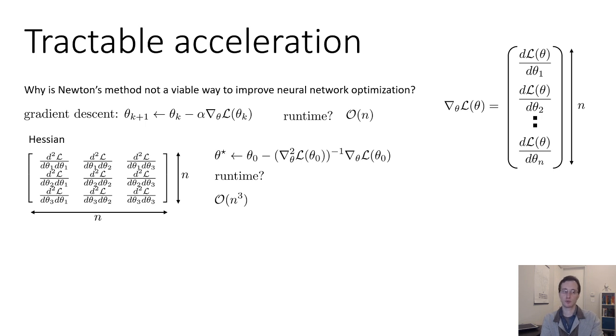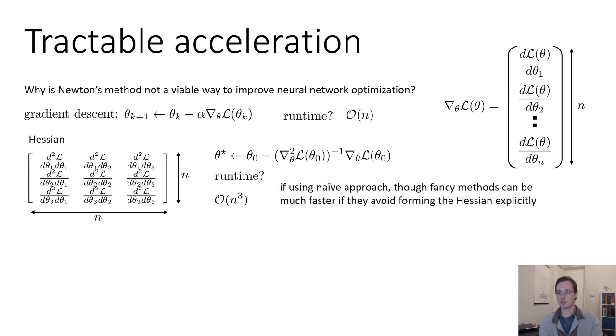So at least if we were to do Newton's method naively, it would have runtime that scales cubically with the number of parameters. And if you remember from lecture 1, the number of parameters in a large modern neural network could be in the billions. So something whose runtime is cubic in that would take so long to compute even one update that it would never be viable.